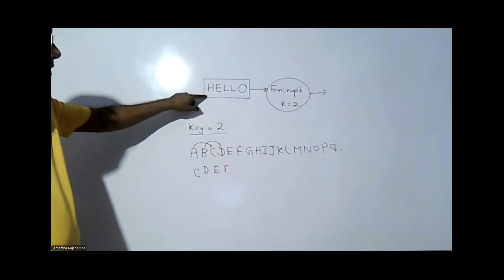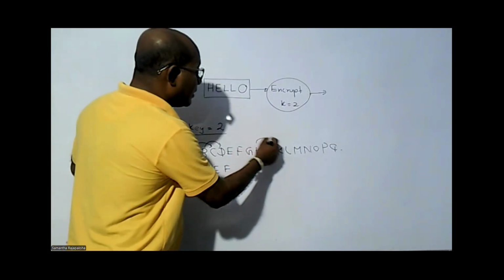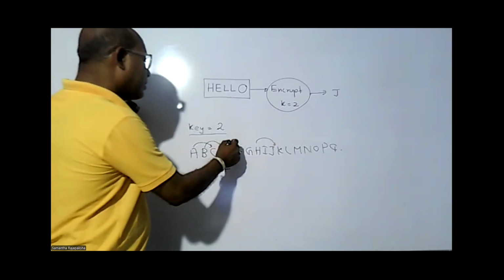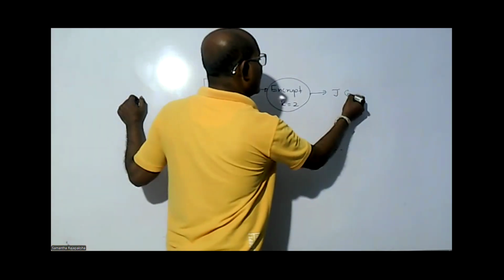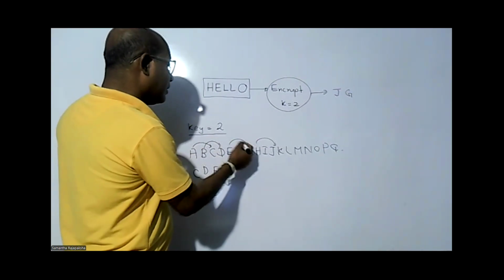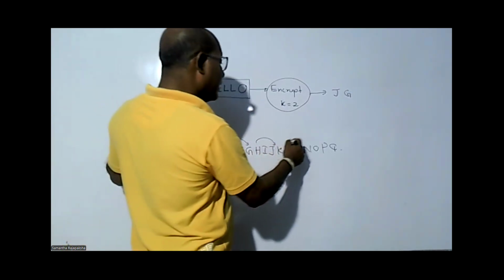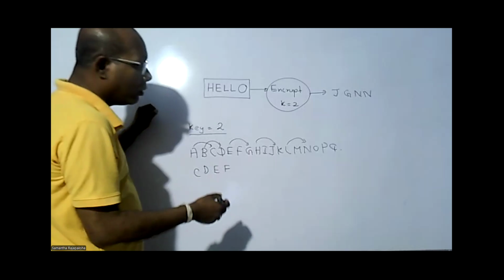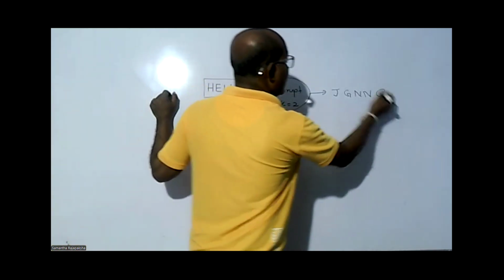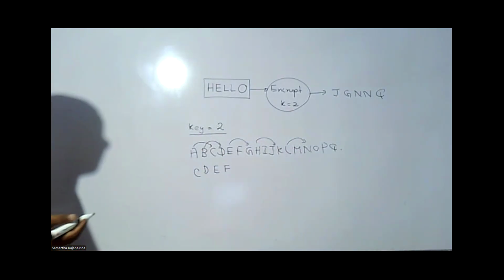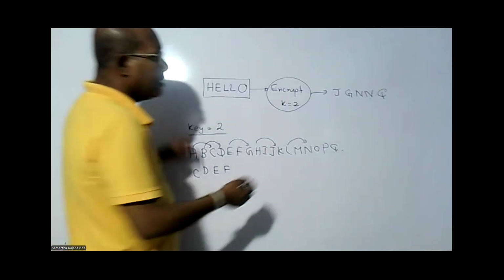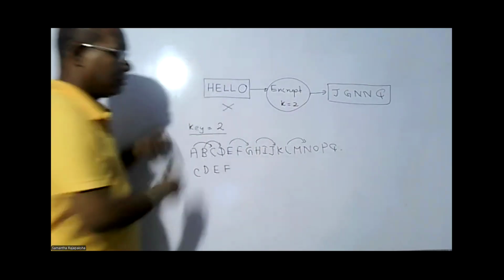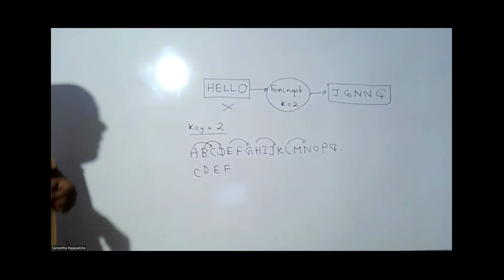In that case, H, remember, H means you write what? J. E means I write what? G. L means you write N, and O means write Q. Then you can see if someone takes my message, he or she will read this one, not this one. So that is called encryption.